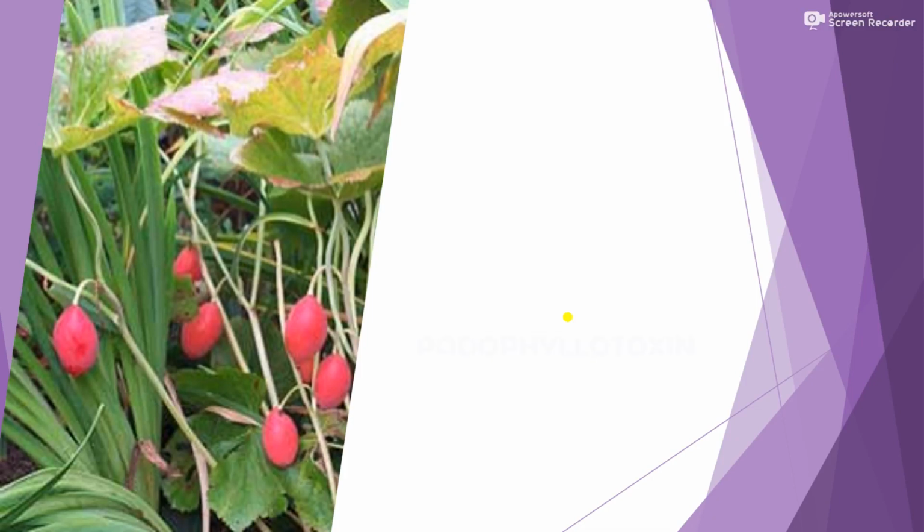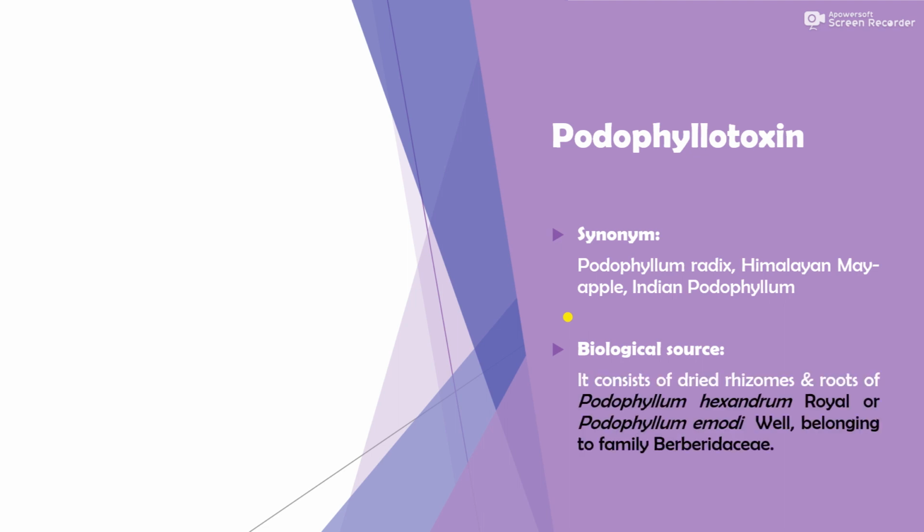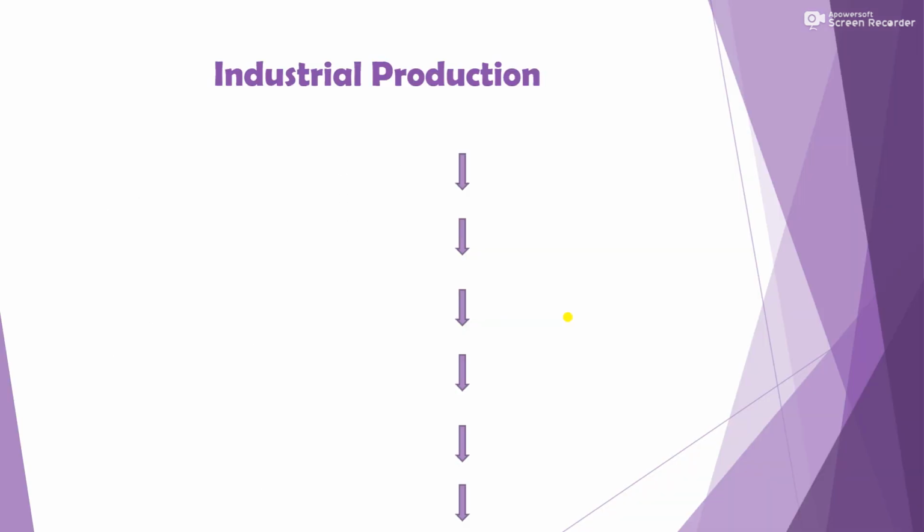So the next drug we will study is Podophyllum, Podophyllotoxin from Podophyllum hexandrum. Podophyllotoxin is isolated from Podophyllum hexandrum. The synonyms for the same are Podophyllum radix, Himalayan mayapple or Indian Podophyllum. The biological source consists of dried rhizomes and roots of Podophyllum hexandrum Royle or Podophyllum emodi, belonging to the family Berberidaceae. And here is the structure of Podophyllotoxin.